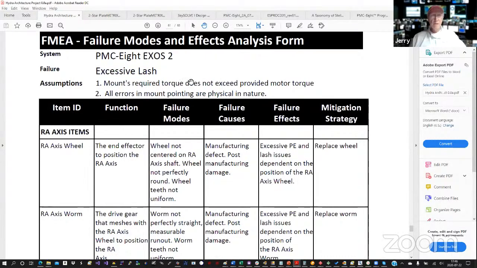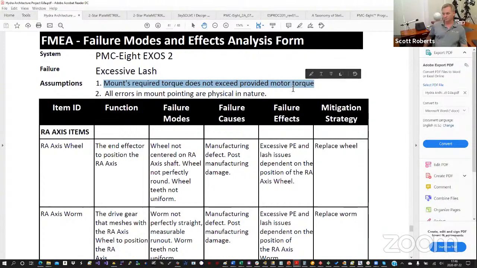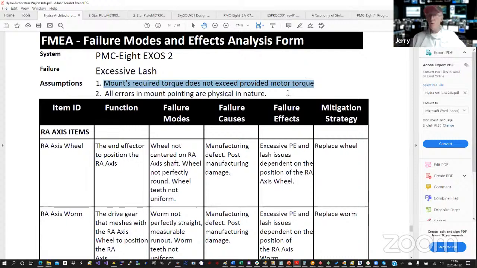Okay, and there are assumptions that go with this failure mode. The amount of required torque does not exceed the provided motor torque, which means that there's nothing wrong with the motor or the electronic system in this analysis. And any errors in pointing are physical in nature, which means it's related to alignment. It's not related to the actual mount quality per se. Okay, those are the two things.